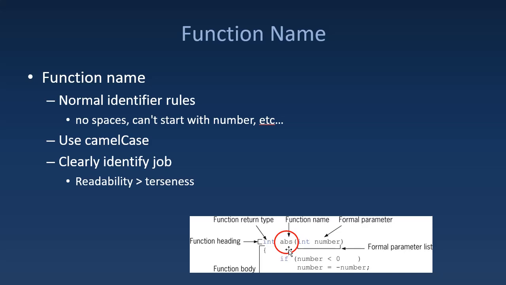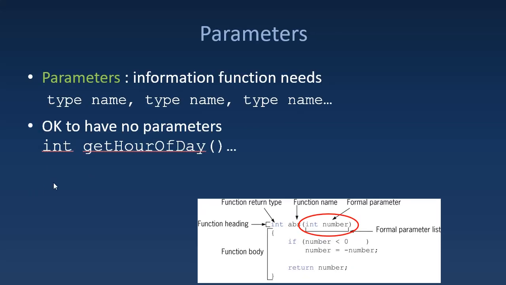The name is like any other identifier. It's got to be all one word. It can't start with a number. It can't have odd characters. And generally, we write these in what's called camel case. Camel case is simply where we have a lowercase letter for the first letter, and then to make longer names, we smash together words like get hour of day and just capitalize each additional one. There are other styles. Sometimes you'll see people smash words together with underscores separating them.